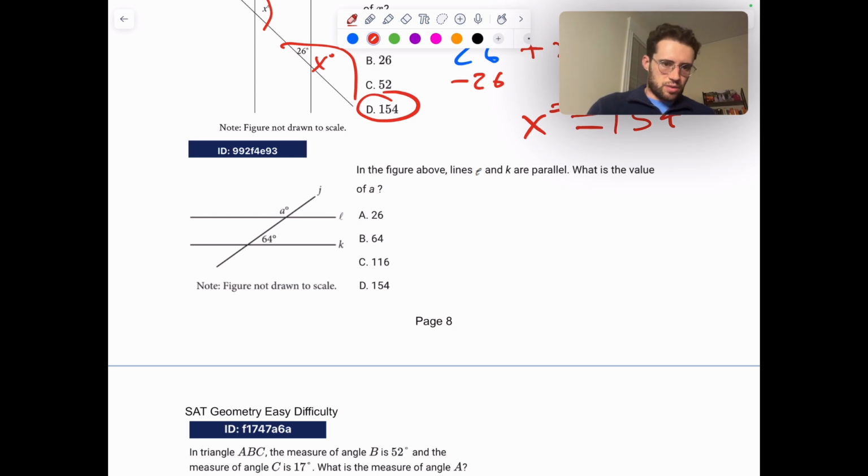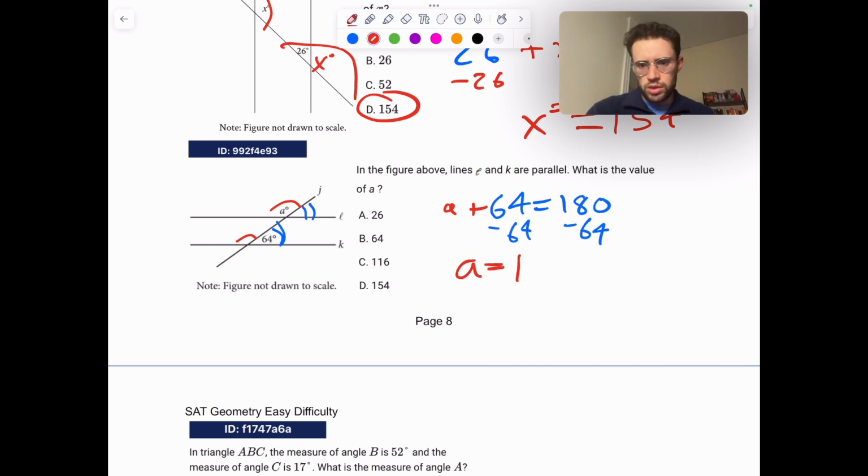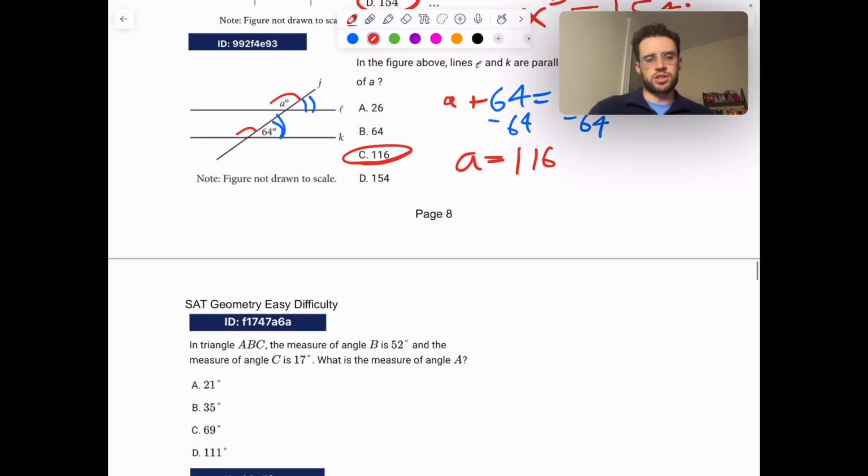Well, in this case, we've got this angle corresponds to this angle, and the 64 degrees corresponds to this angle. So again, A and 64 are going to be supplementary. You can see one of them is acute, one of them is obtuse, so they're definitely not the same. A plus 64 equals 180. So subtract 64 from both sides gives us that A is equal to 116 degrees. Or A degrees is 116 degrees, so A is 116.